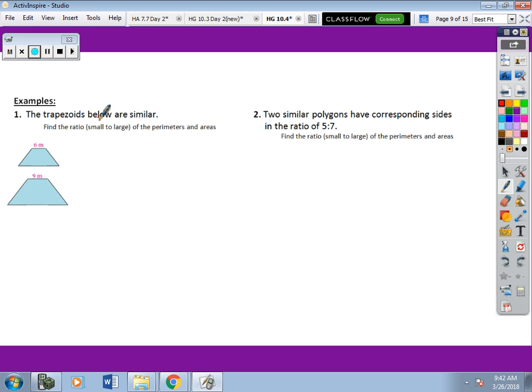Example 1, the trapezoids below are similar. Find the ratio small to large of the perimeters and the area. So the similarity ratio, the perimeter ratio, and the area ratio. Remember, this is A over B, and A squared over B squared.